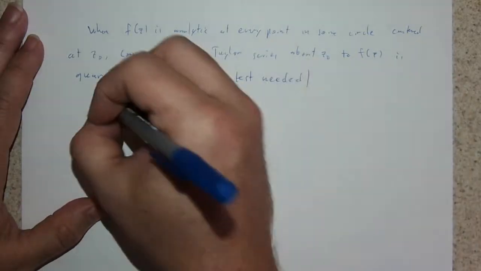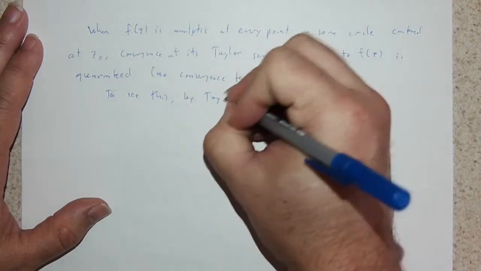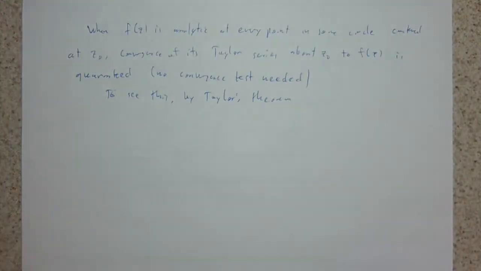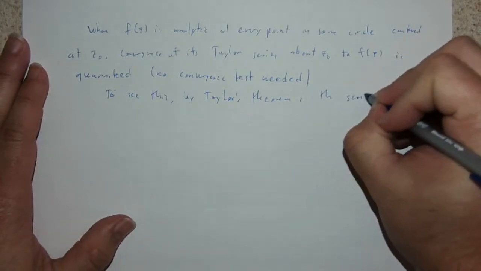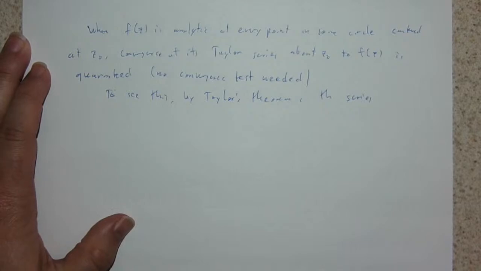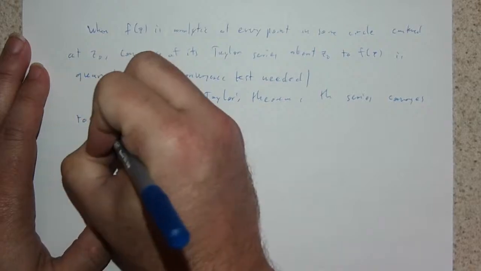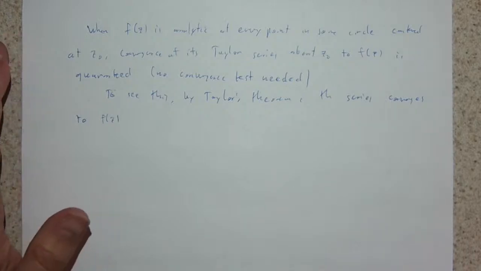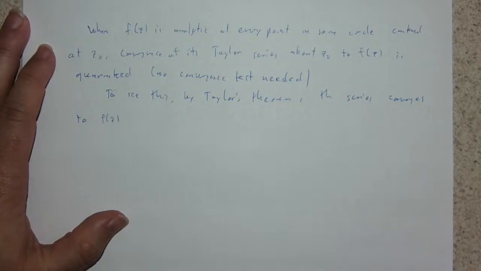Okay, so to see this by Taylor's theorem, another characterization of what it is that's going on here is the following. The series, that Taylor series that I wrote down, converges to f of z within the circle about z naught, whose radius is the distance from z naught to the nearest point at which f fails to be analytic.